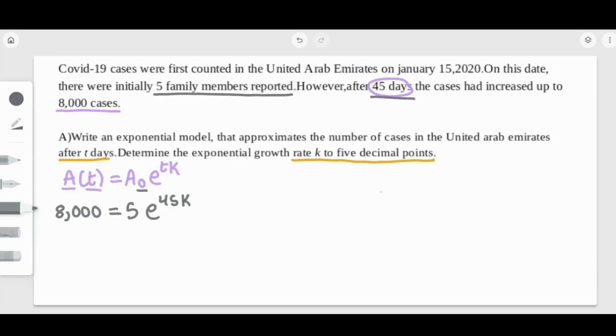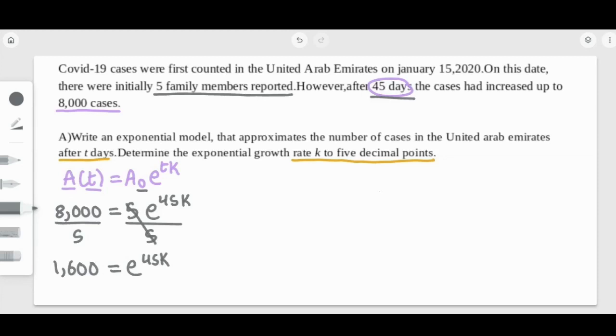The first step we need to do is let the e alone in one side. So we're going to divide both sides by 5. 8,000 divided by 5 is equal to 1,600. You can also use a calculator to find the answer. Now we are left with 1,600 on one side and e raised to 45k on the other.